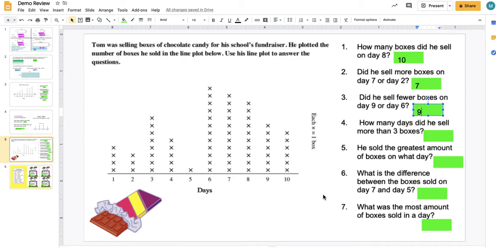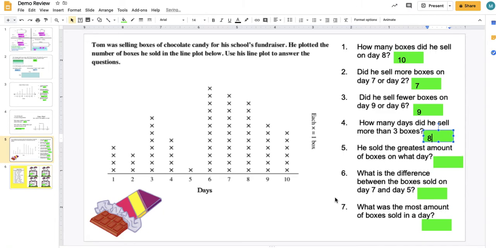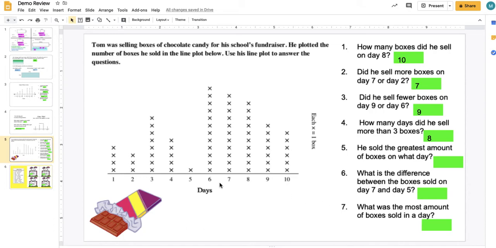How many days did he sell more than 3 boxes? So we're going to count how many days on here are more than 3. 1, this is 3, so it doesn't count. 2, 3, no, 4, 5, 6, 7, 8. There were 8 out of the 10 days where he sold more than 3 boxes. So out of the 10 days, there were only these 2 where he sold 3 or less. He sold more than 3 on those other 8 days.